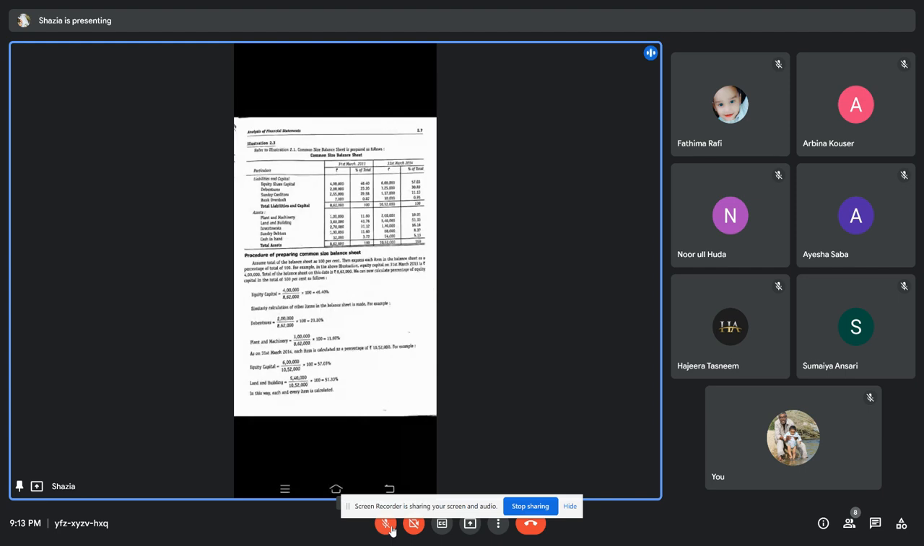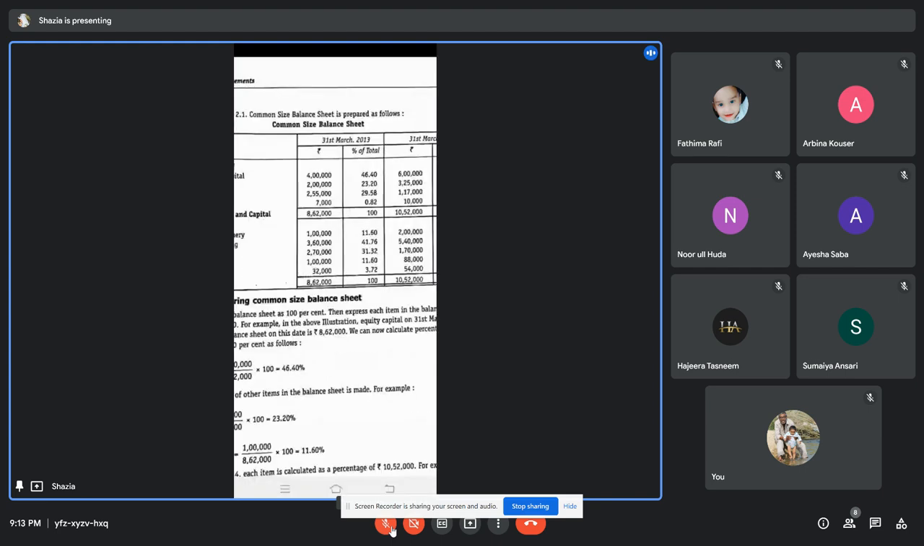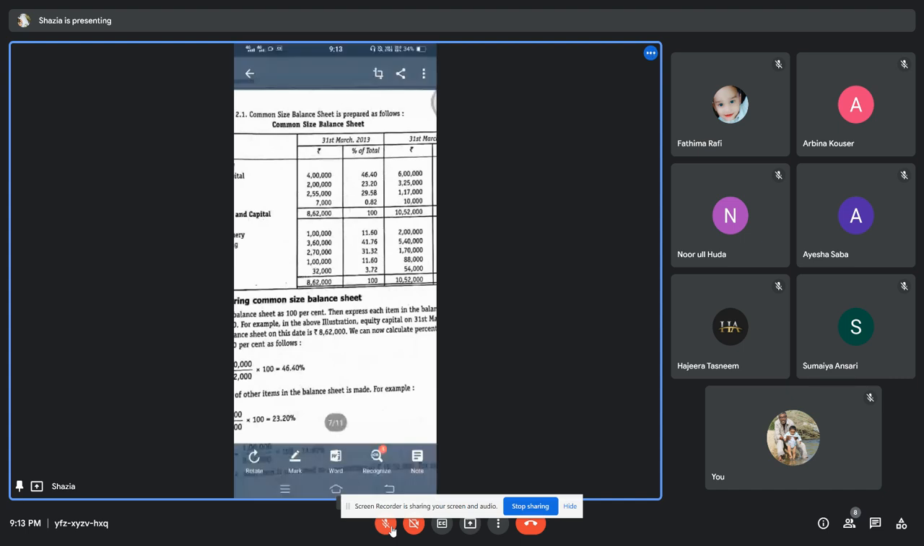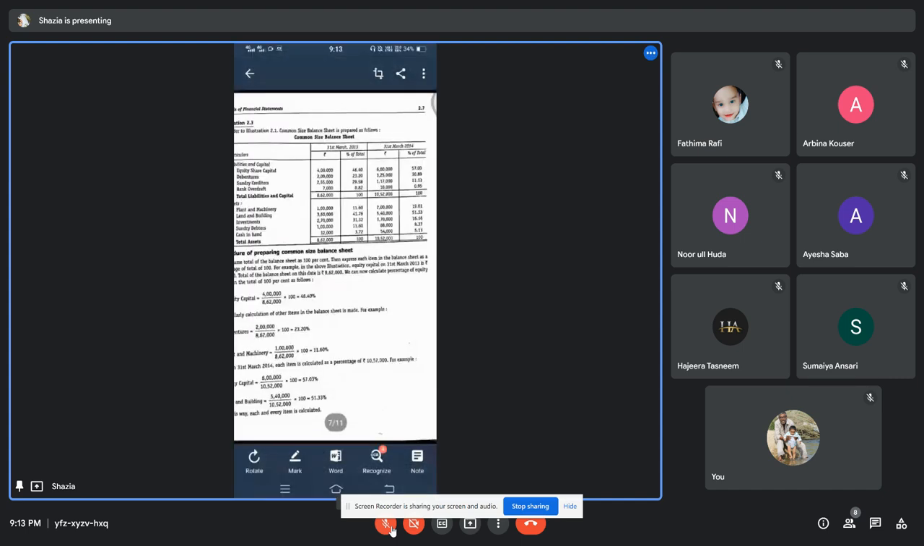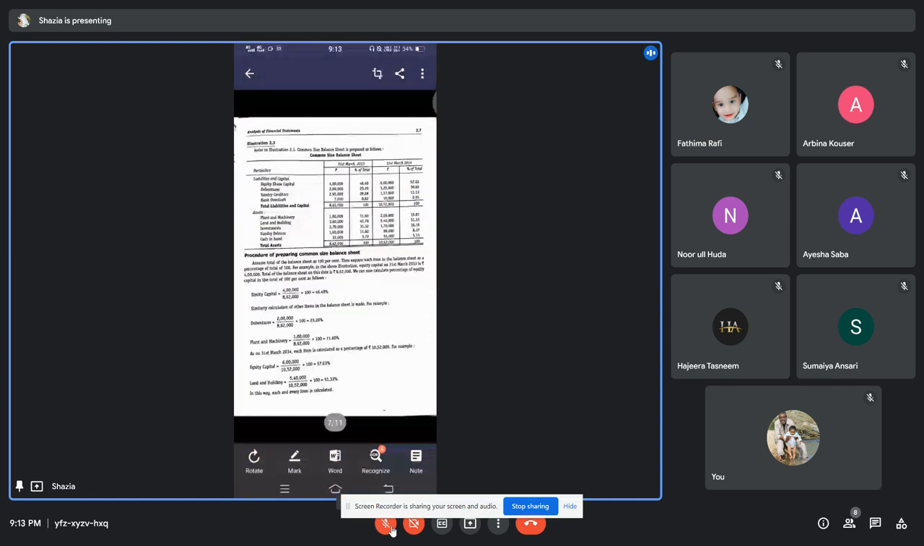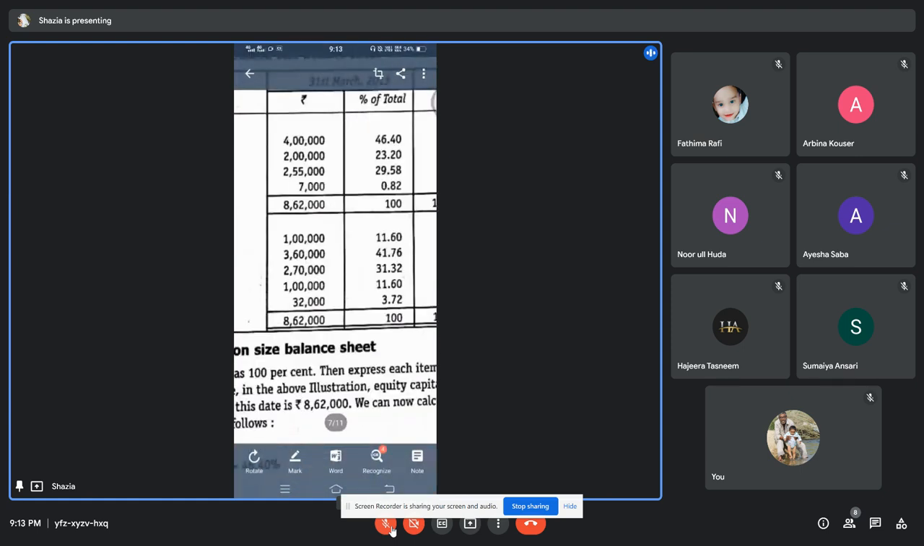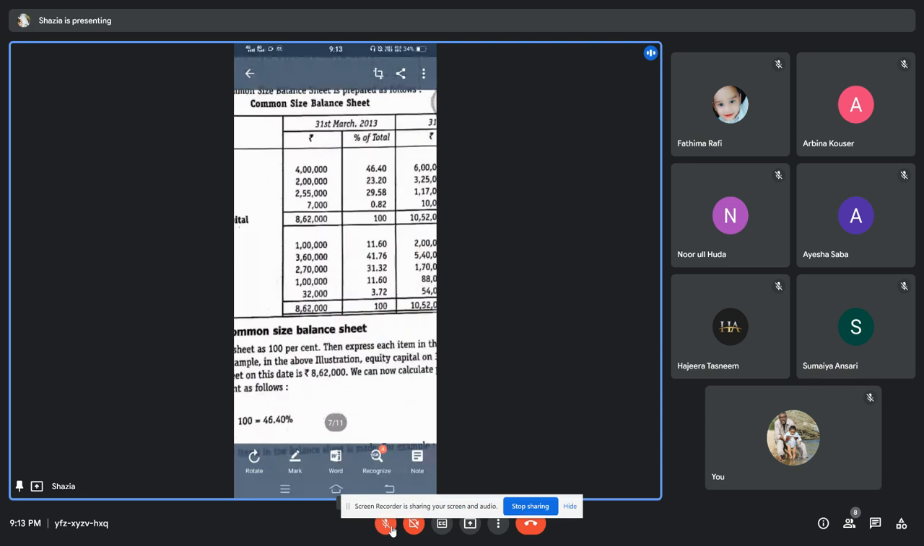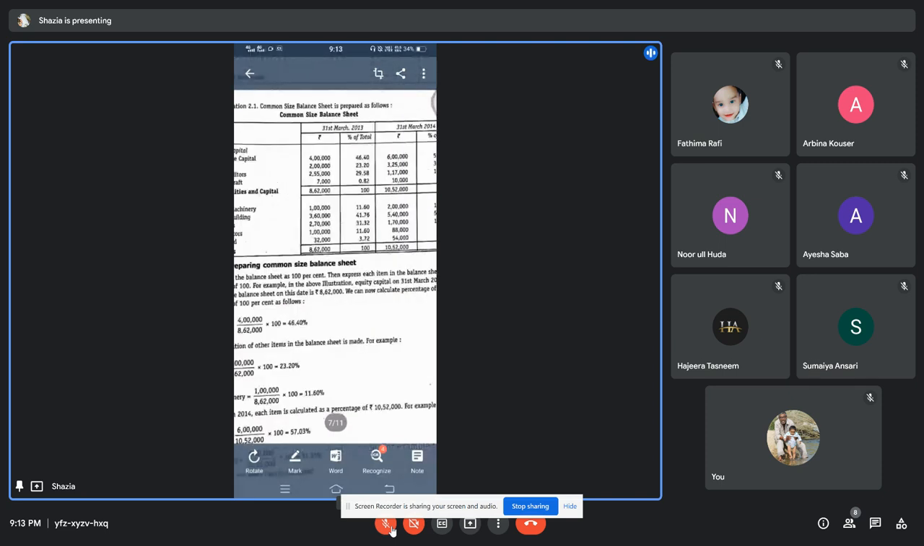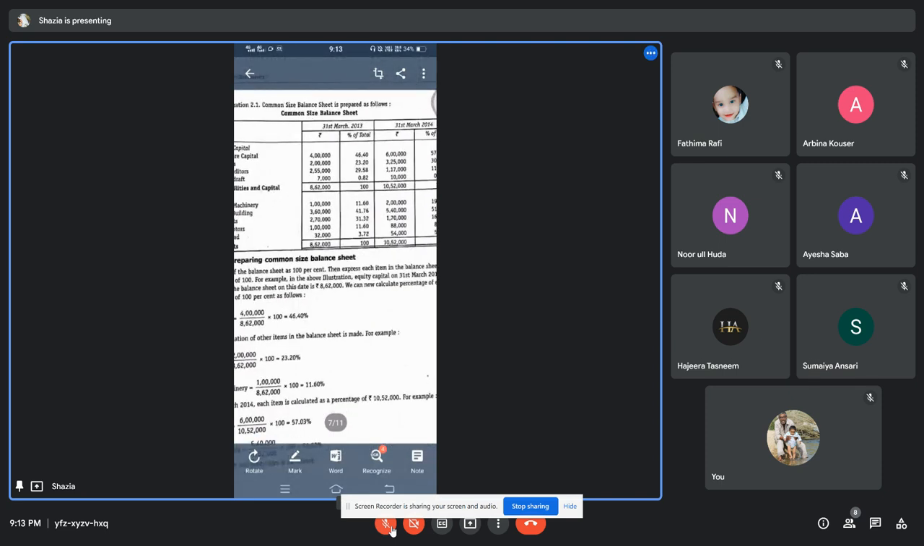Look at the total here, it should always come to 100%. Now, what is the question of 100%? Because they have told you here that our proportion should always total 100%. See here, you will definitely get 100% because if you divide the total 8,62,000 by the same 8,62,000 into 100, you will get 100% as the total also. So this way you have to do it.